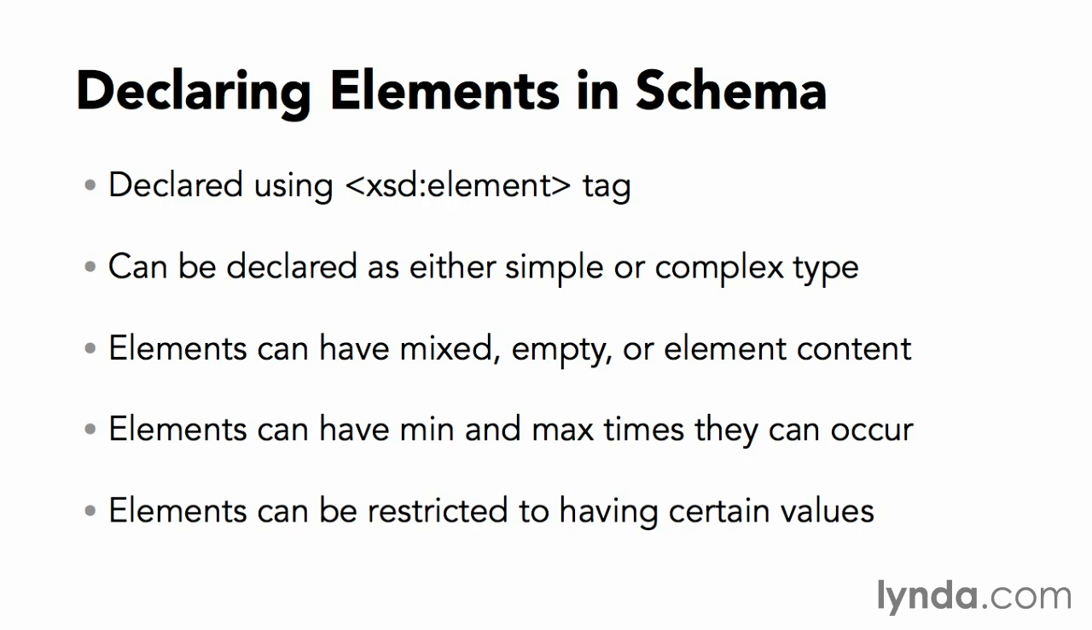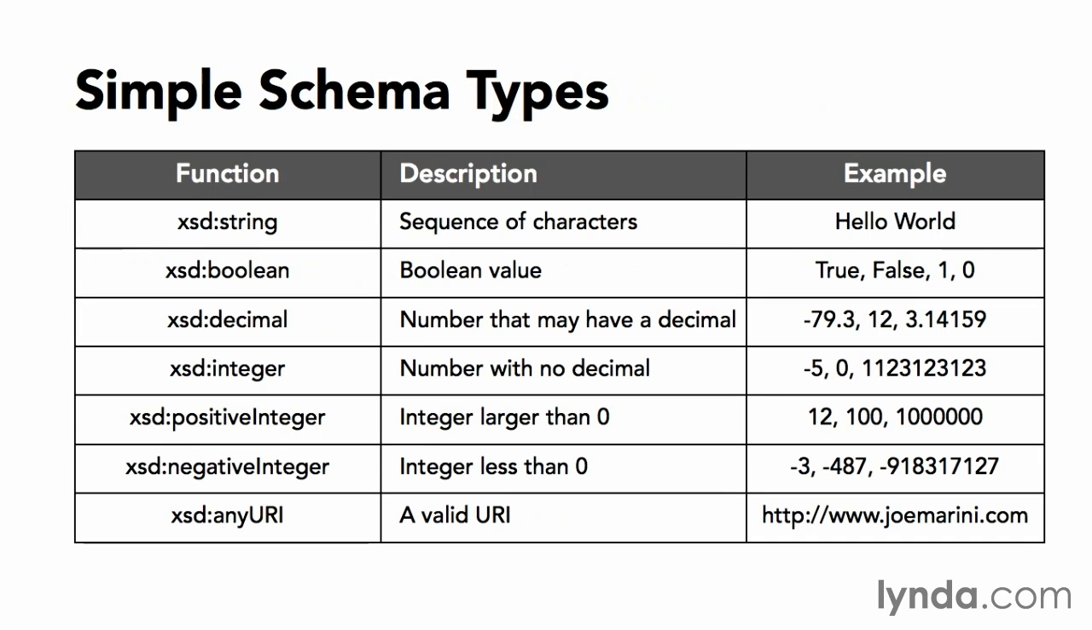There's just a couple of attributes that you need to set, and that controls how often an element can occur. Elements can also be restricted to having certain values, and this is where schema really begins to show its power, and we'll take a look at that a little later on. Schema provides a set of built-in simple types, and recall I said elements can have either simple or complex types. Let's take a look at some of the simple types.